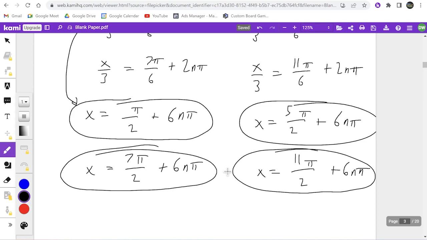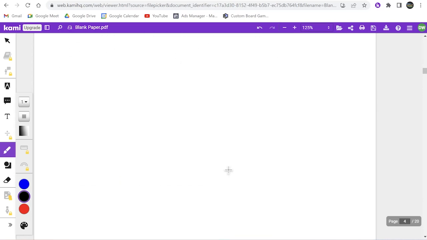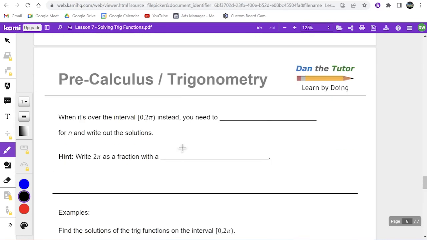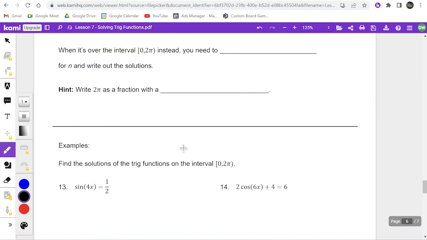Okay, so the good news is we've done most of everything today. We've gotten through most of the hard parts. The bad news is that we're going to have one more hard thing that we're going to be doing today. And that is, other page. And that is solving basically what we just did with the sine 2x, sine 4x, except now instead of saying plus 2n pi, we're going to be doing from 0 to 2 pi again.